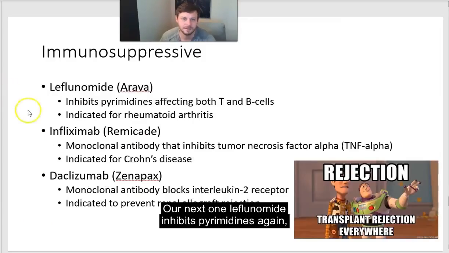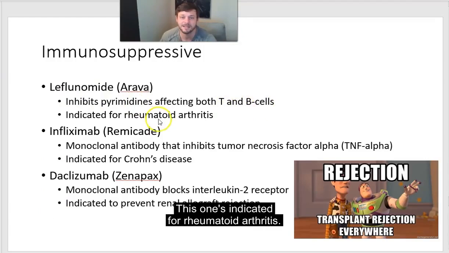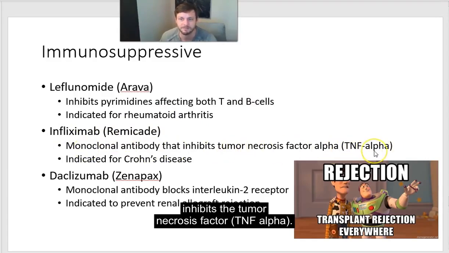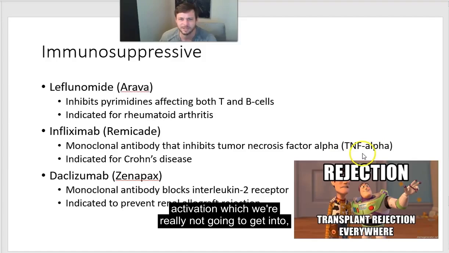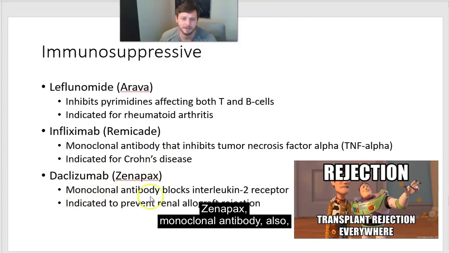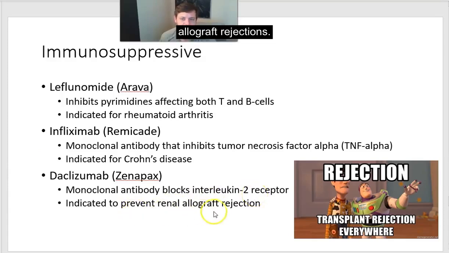Our next one, leflunomide, inhibits pyrimidines. Again, just like the purines, affecting both your B's and your T's. This one's indicated for rheumatoid arthritis. Infliximab, or Remicade. This is a monoclonal antibody, inhibits the tumor necrosis factor, TNF-alpha. This is really important in inflammation and immune activation, which we're really not going to get into, but infliximab is good for Crohn's disease. Xenopax, a monoclonal antibody, also blocks interleukin-2, indicated to prevent renal allograft rejections.